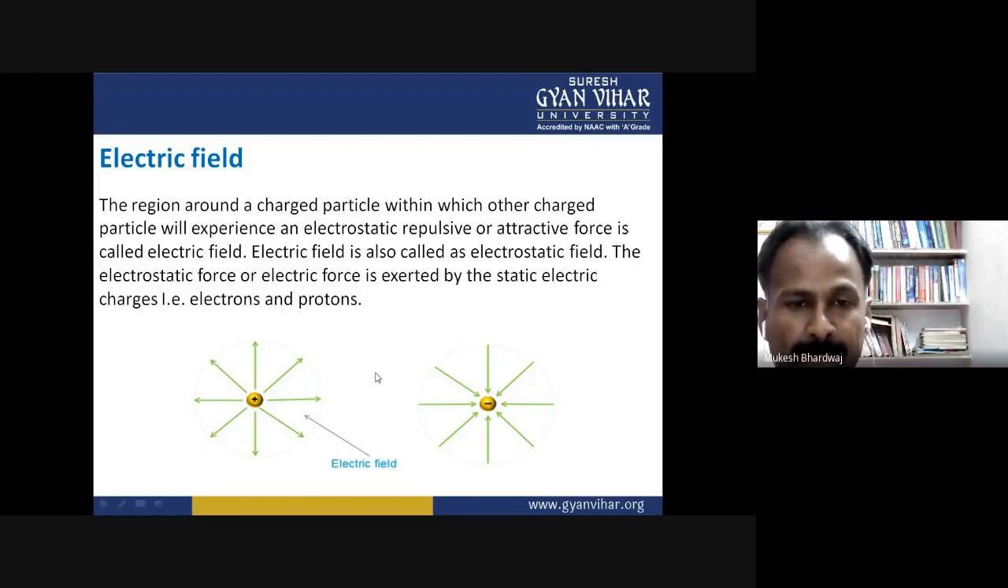Next. So, electric field, as you see in the pictorial representation of the charge, that is positive charge and negative charge, is showing to you in the diagram, and the rays are moving perpendicularly away or towards the charge. So, we can say these lines, which are perpendicular from the charge, are known as electric field lines. Okay.